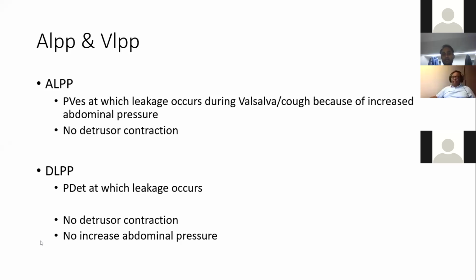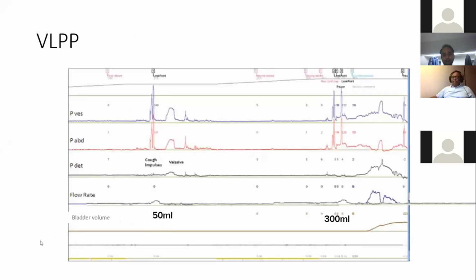And the abdominal leak point pressure is important to look for stress incontinence. However, the detrusor leak point pressure is important for the protection of the upper urinary tract, so that no damage will happen to the upper urinary tract.